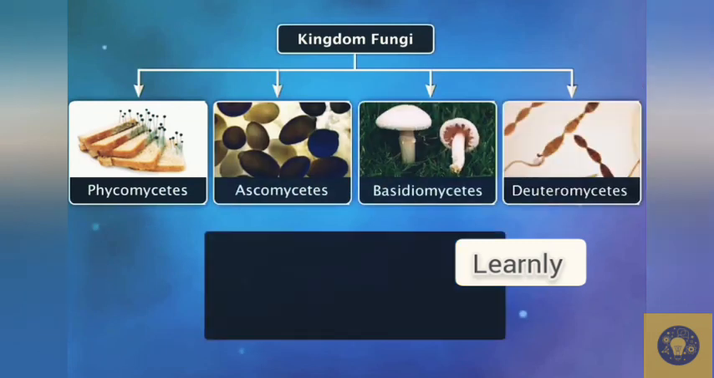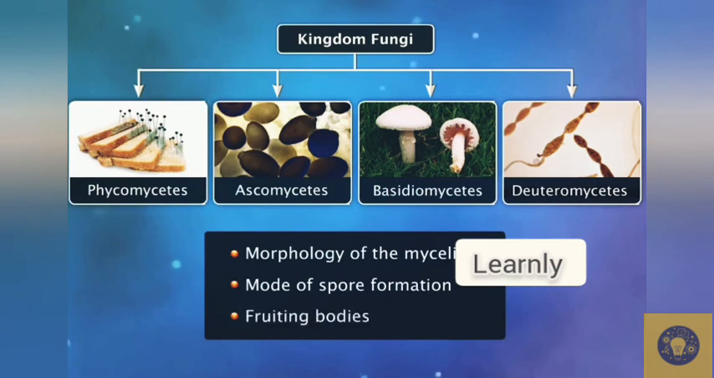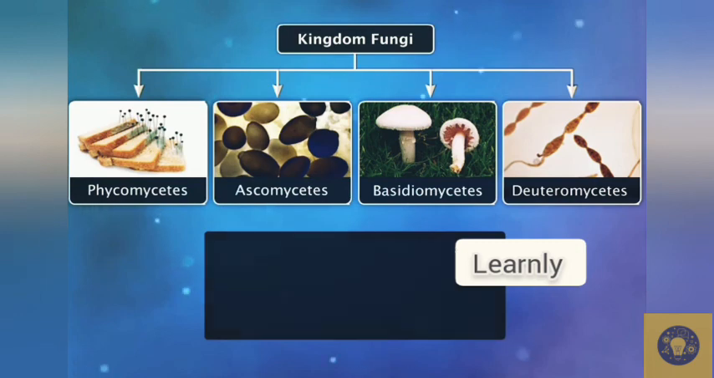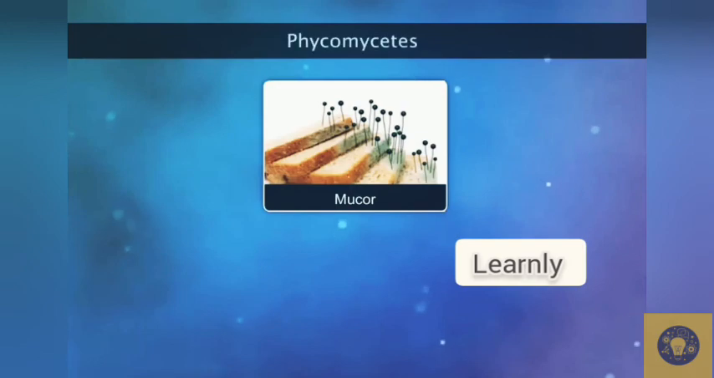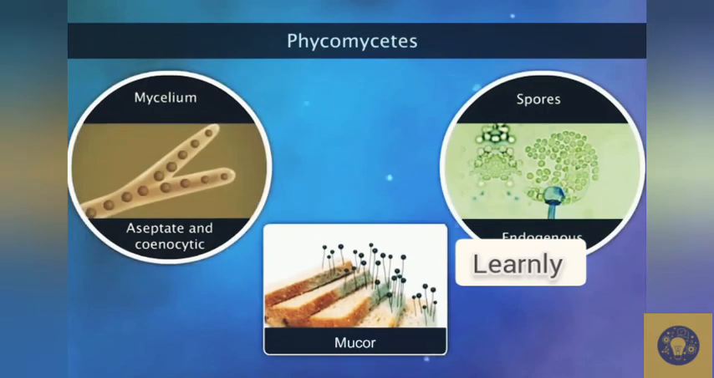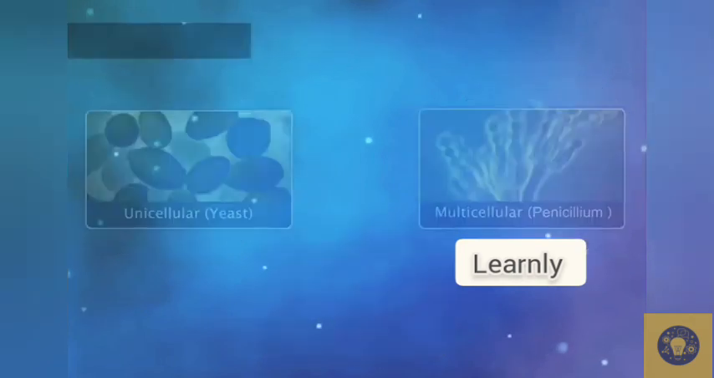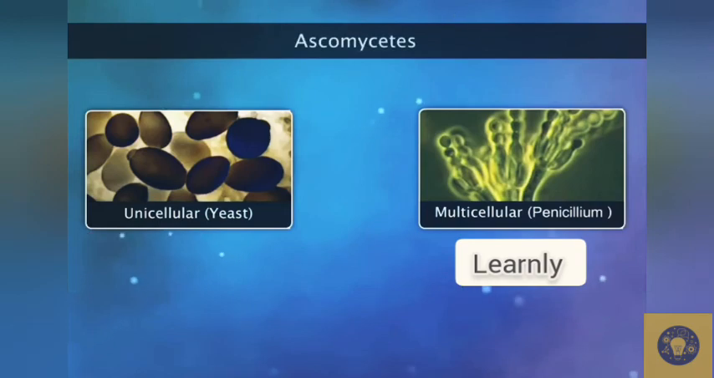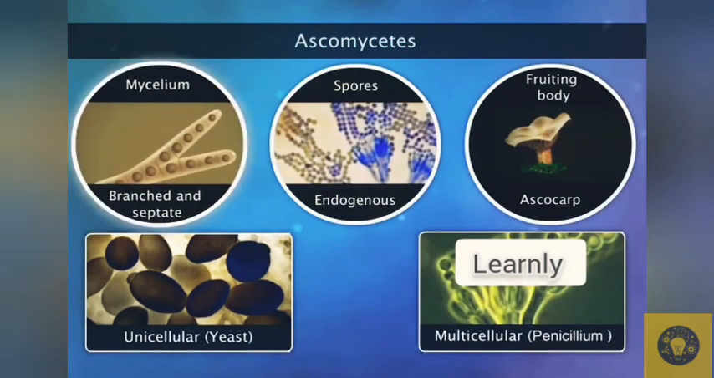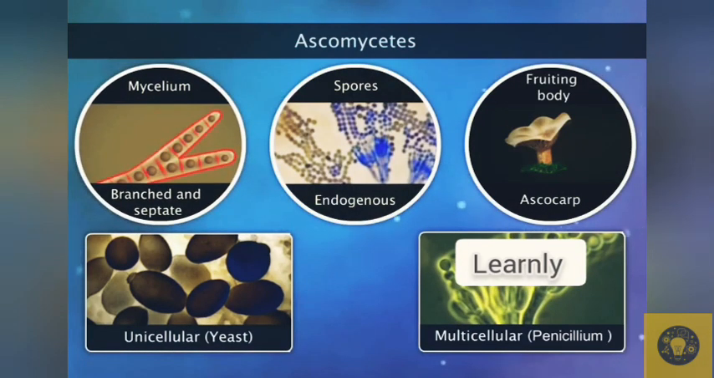Fungi are grouped into four types, depending on the morphology of the mycelium, mode of spore formation, and fruiting bodies. In Phycomycetes, the mycelium is aseptate and cenocytic, and the spores are endogenous. Ascomycetes are either unicellular or multicellular. The mycelium is branched and septate, the spores endogenous, and the fruiting body is called the ascocarp.